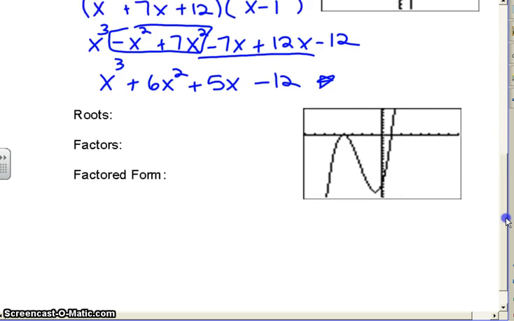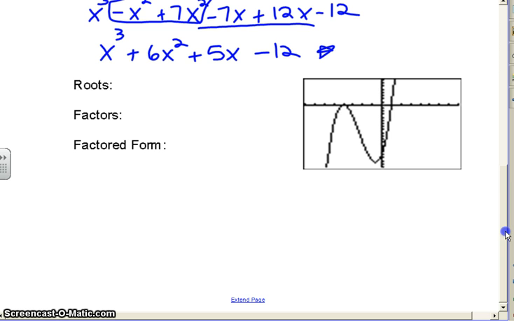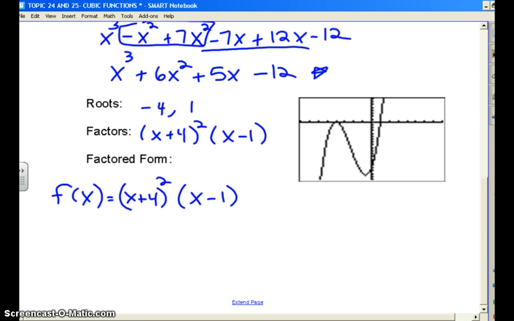Okay, let's do this one here. You know what, I'm going to let you write it yourself, and then I'll pause the video, and then you can check your answer. Do this one. Here are the roots. The roots are -4, 1, and 1. And then the factors are x plus 4 squared. This is going to count as a double root over here. And then x minus 1. And so factored form is just using those factors.